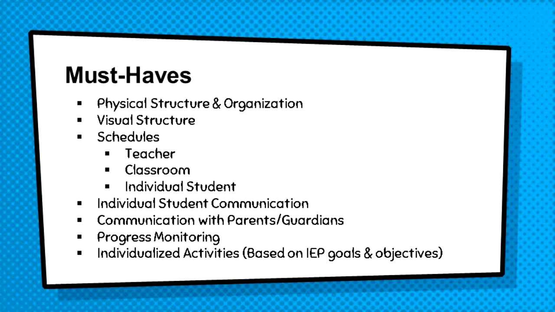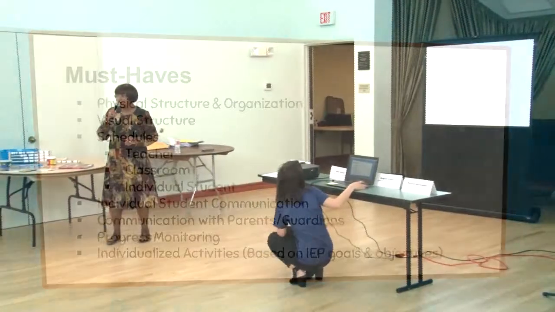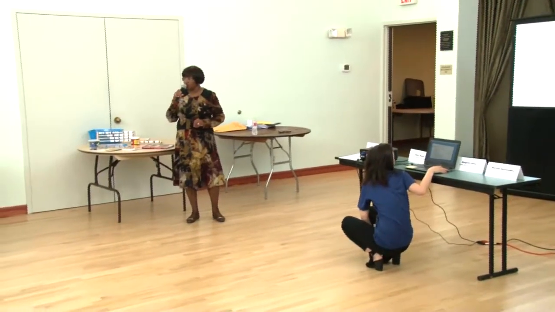Communication with parents and guardians is pivotal. That is so primary. We want to communicate with the parents, and we want them to feel comfortable communicating with us, and we want to comfortably communicate with them and give them the information that they need. Progress monitoring is a very, very must-have. We must have the data to show the progress of the student. Individual activities based on IEP goals and objectives. Everything we want to do for the student must be individualized and identify the ongoing progress of the students.